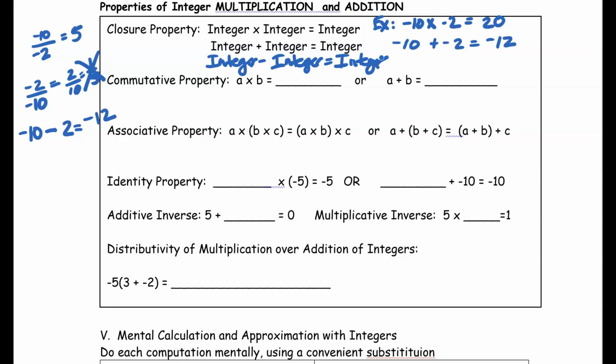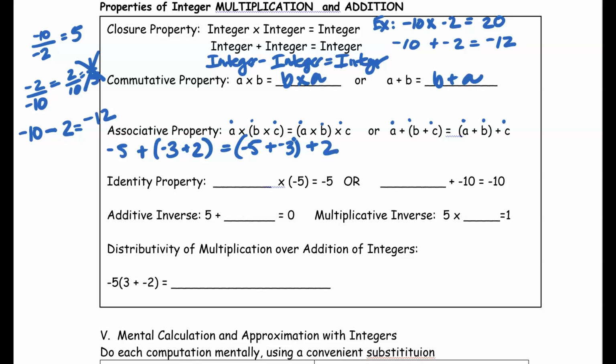Okay. Commutative property. That means we can switch the order. So A times B is the same thing as B times A. A plus B is the same thing as B plus A. Associative property. We can notice A, B, and C, A, B, and C. So we've got the same order of numbers, but the parentheses are in different locations. For example, negative 5 plus negative 3 plus 2 is the same thing as negative 5 plus the quantity negative 3 plus 2. And you could do the same thing for multiplication.